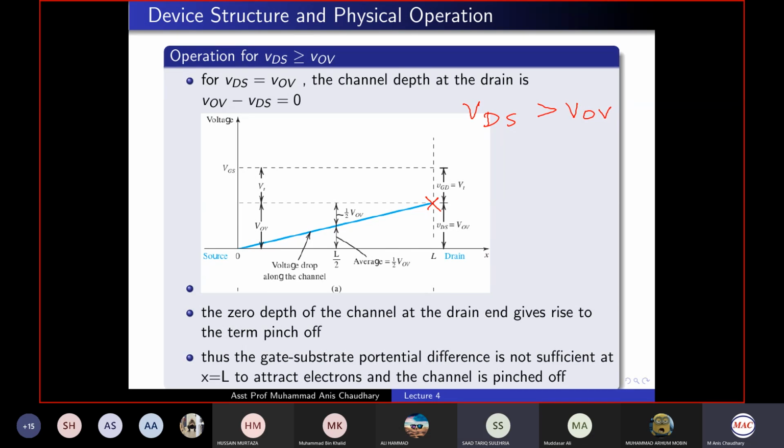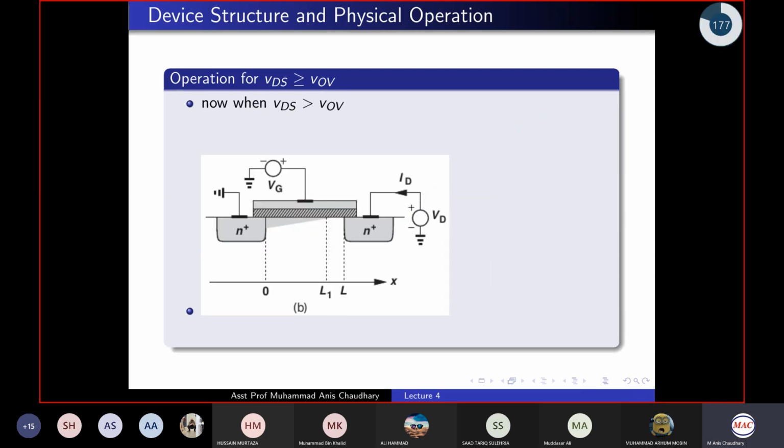Sir, it will move to left. Why? What does that mean? It means the pinch off point will be achieved earlier in this case. So you get the pinch off point moving towards left. So this is what you get. Now the pinch off point has moved towards left, slightly. Here we have shown it a bit exaggerated, but it will move slightly towards left. And now you have this kind of situation.